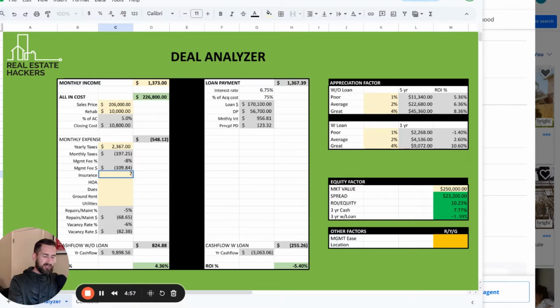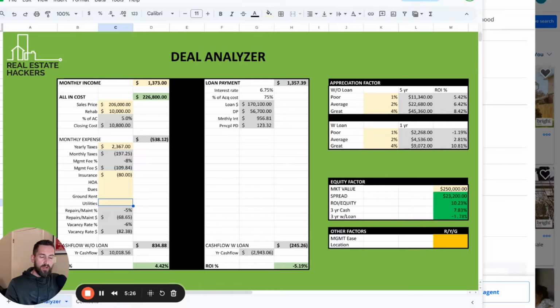It might be a little bit cheaper here in PA, but just make sure you make that a minus because that's an expense. And so we'll put $80 for insurance. You have repairs and maintenance and vacancy down here. I have that 5 and 6. You can technically change that, but usually around 10% is pretty standard. And so those are the main numbers that you're going to change.